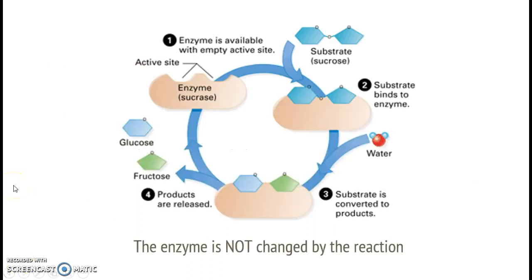Here's another way to picture an enzyme-substrate interaction. First, notice we've got an enzyme called sucrase, and that ASE ending is a great clue that tells us we're looking at an enzyme, and it has available active sites. It has grooves ready to interact with a substrate. Here comes the substrate, sucrose. Notice that ose ending, so who is that? That's right, that's a carbohydrate. So we've got a disaccharide coming into the active site of the enzyme.